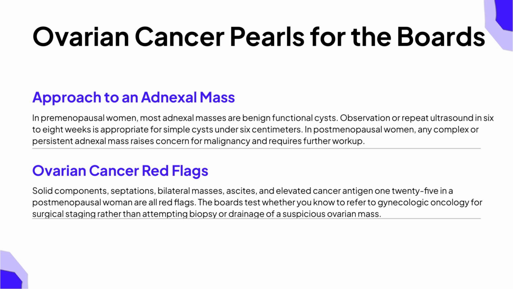The red flags to watch for on the boards include solid components within the mass, septations, bilateral masses, ascites, and an elevated cancer antigen 125. When the boards present you with a postmenopausal woman with a suspicious ovarian mass, the answer is almost always referral to Gynecologic Oncology for surgical staging. Do not biopsy or drain a suspicious ovarian mass. These details are covered thoroughly in the gynecology chapter of First Aid and your question bank.